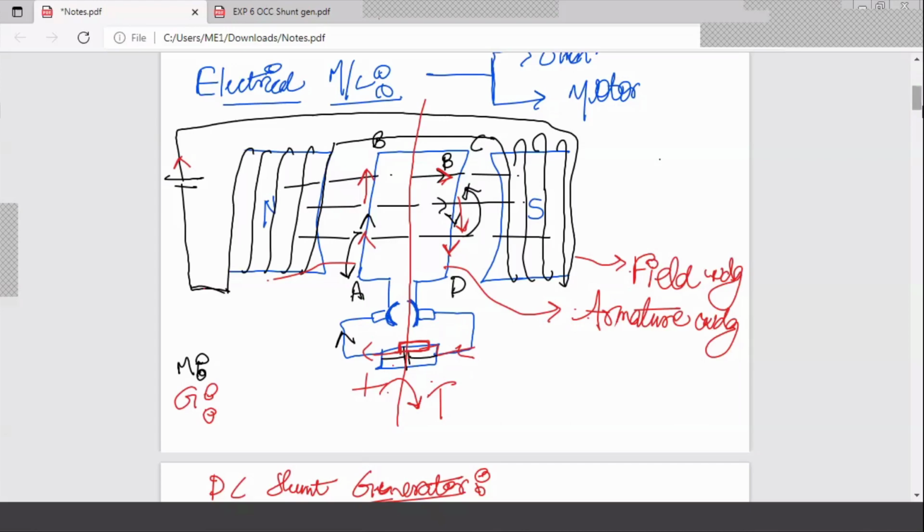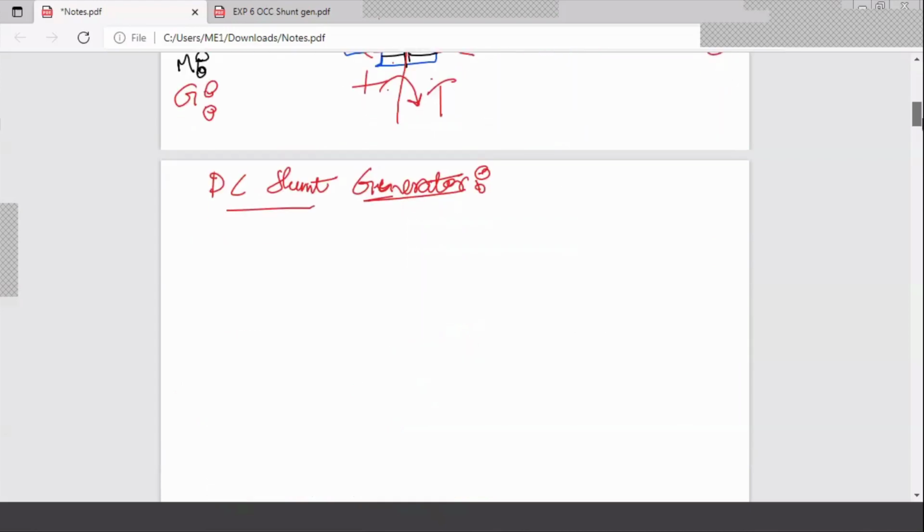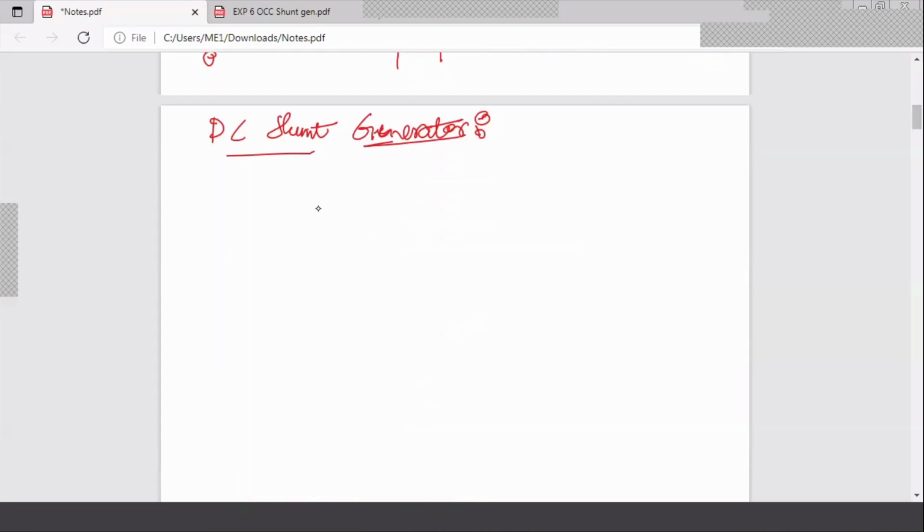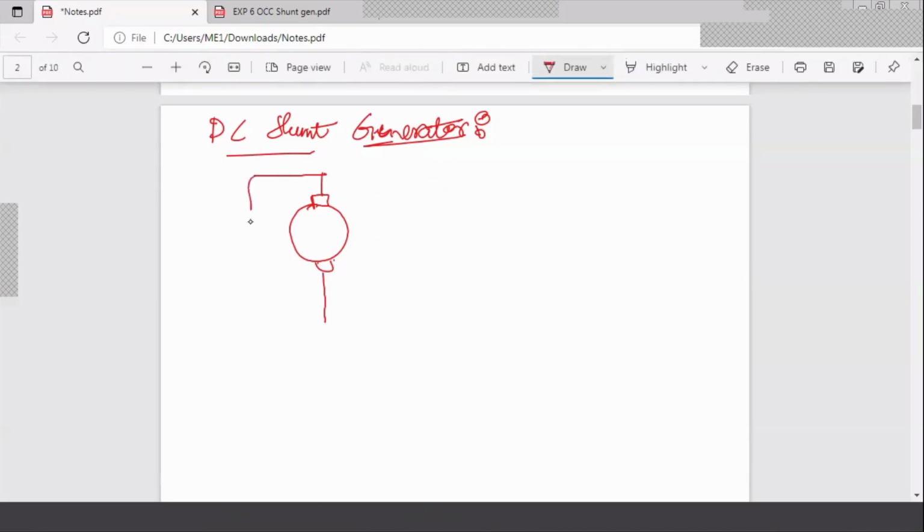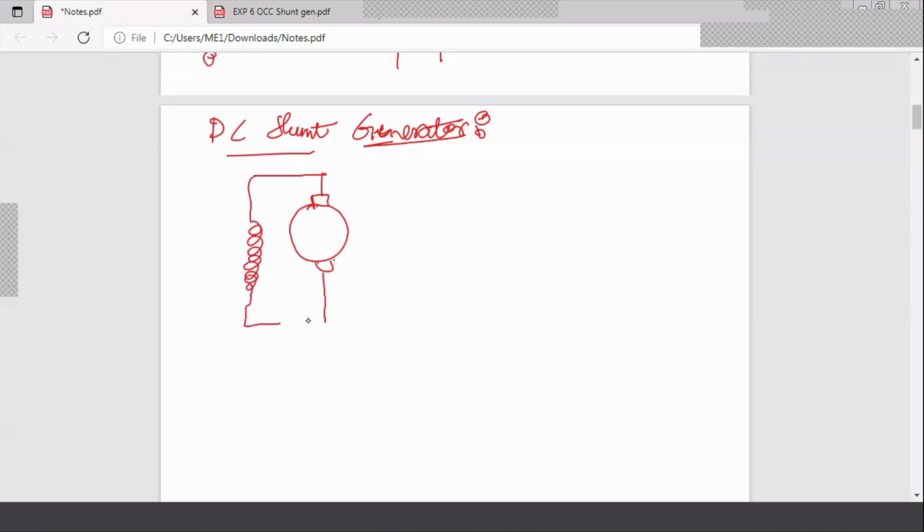So the first one, a DC shunt generator, can be understood as this whole coil. I'm going to represent it here. This is my motor, and these are the carbon brushes. And then I will represent my field winding. The field winding is represented parallel to this. In a shunt generator, the field winding is represented parallel to the armature winding.